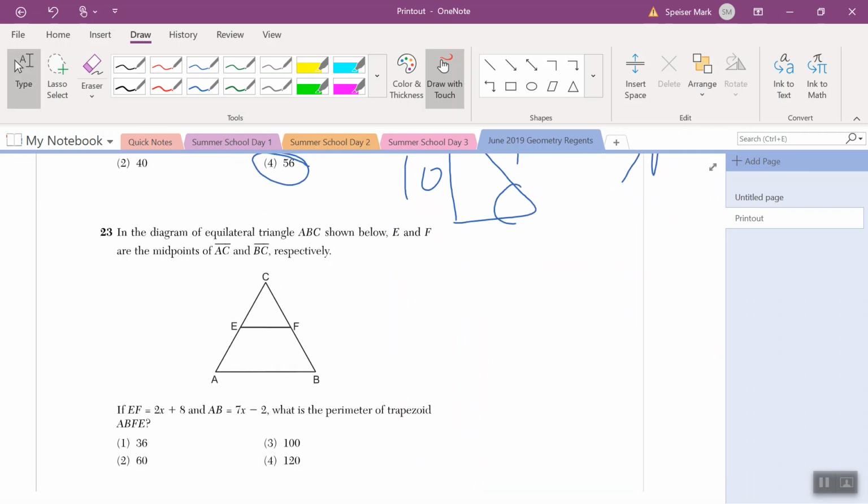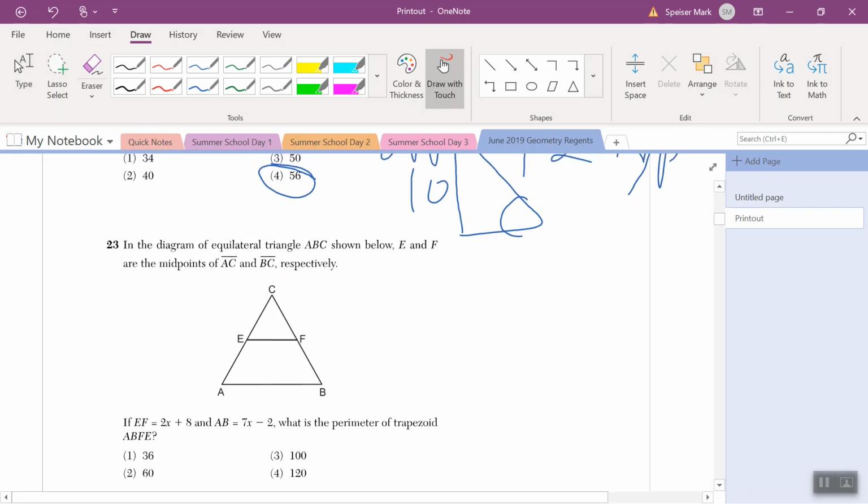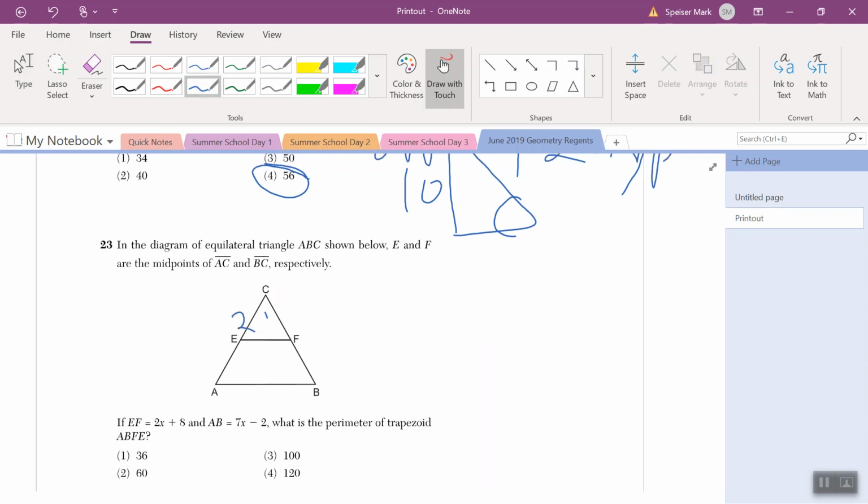Okay. Now this is one of the hardest questions I had on the Regents because it's confusing. The diagram below shows equilateral triangle ABC. E and F are midpoints of segment AC and BC, respectively. If EF is 2x plus 8 and AB is 7x minus 2, what's the perimeter that travels with AB, FE? So let's first solve our equation.